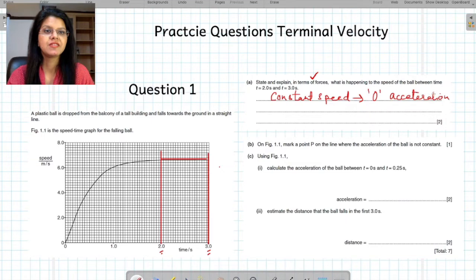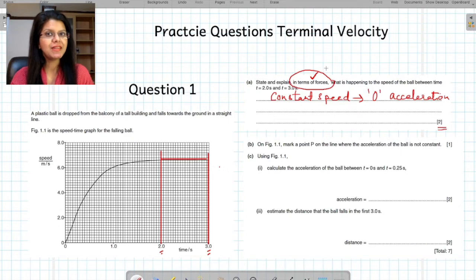Okay, so I've explained zero acceleration. It is a 2-mark question. Is your answer complete? Read the question again. It says state and explain in terms of forces. Have you explained in terms of the forces yet? No, you have not spoken anything about the forces.